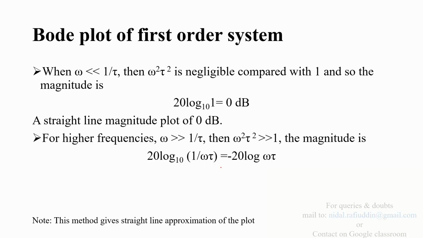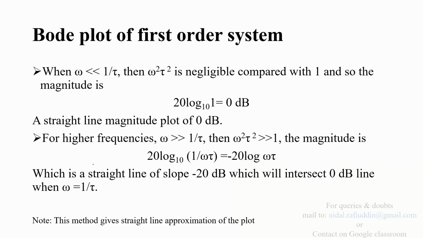So we have now omega, when this term is much greater than 1, the magnitude reduces to 20 log 1 upon under root omega square tau square, which can be written as 1 upon omega tau, and thus this comes out equal to minus 20 log omega tau, which is a straight line. So in this case, you had a value 0 dB, which means that it's a straight line for all the frequencies. When omega is much less than 1 upon tau, you'll be having a straight line with magnitude plot 0 dB.